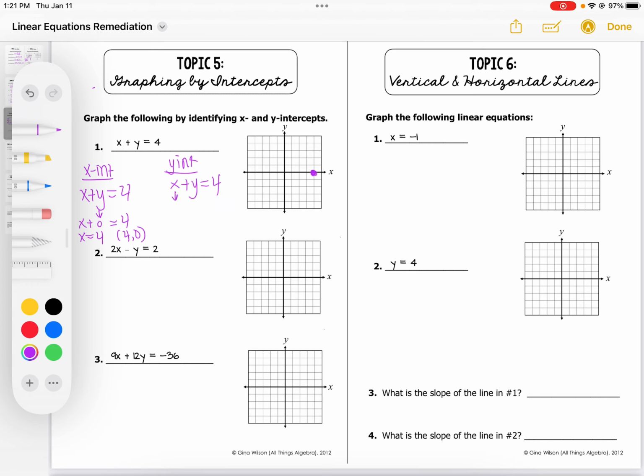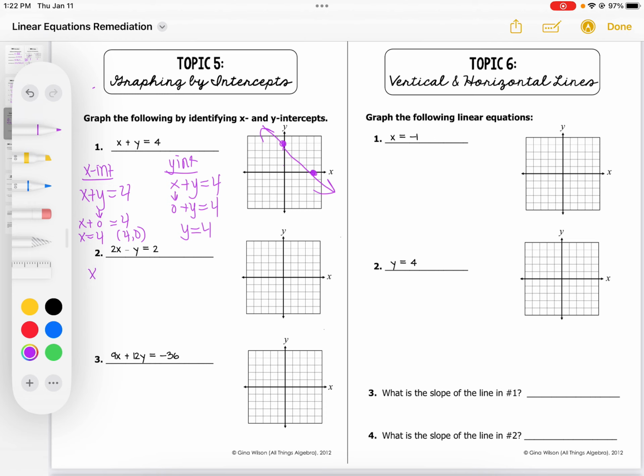We take this equation, we put a 0 in for x, and again, it's kind of silly for this one because there's really not a lot of work to do. 0 plus y equals 4. This has the same y-intercept as its x-intercept, which doesn't happen often, but in this case, the y-intercept is also 4. To graph by finding x and y-intercepts, you just graph those two intercepts, and then you put your line through them.